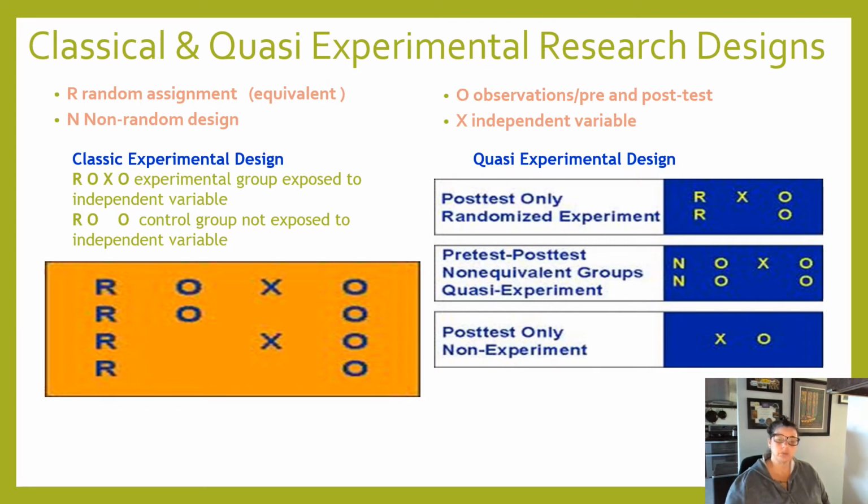And then sometimes we have something like this, which could be the program, so anybody can enter. There is no assignment, random or otherwise. So you have the independent variable and an after observation. Now, clearly this has its own problems, but it's better than nothing. And so at least you have a program and a test afterwards.